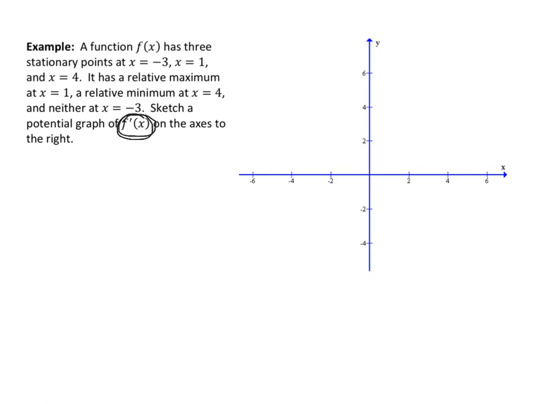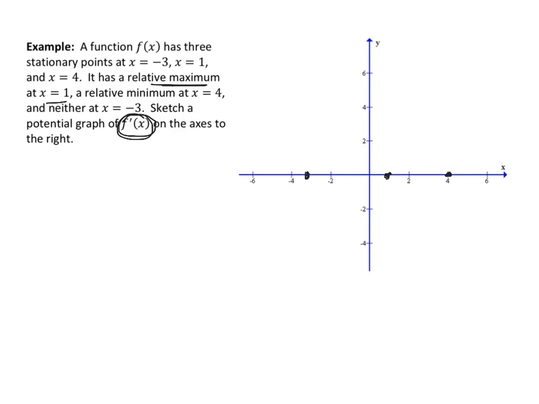Okay. So if you've got any thoughts, I'd encourage you to pause the video and try this one on your own. If you're lost, maybe the hint I would give is, if you're told that these are stationary points, what do you know about the derivative at these stationary points? Don't we know that the derivative has to be 0? So how would I put that on the graph? Couldn't I do that by indicating, oh, my derivative would have to be 0 at -3 and at 1 and at 4? Okay. And then let's go on to use the rest of this information.